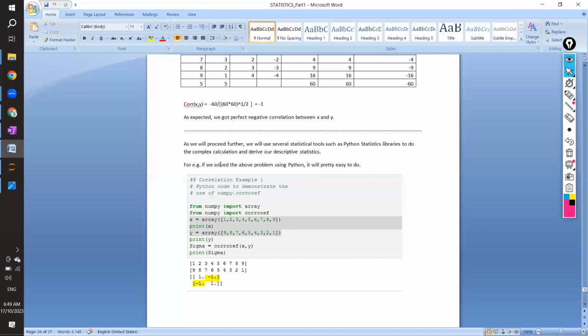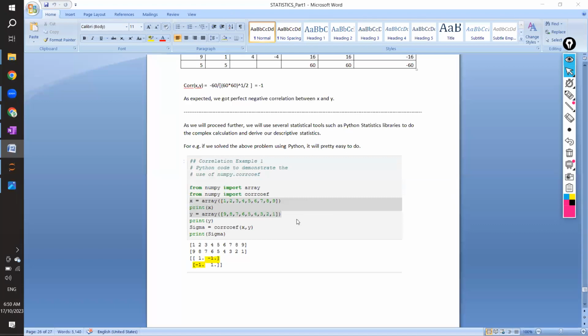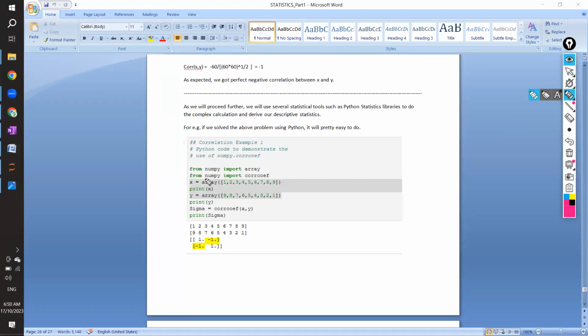And there is an added advantage of NumPy, which I'll be mentioning. In NumPy, you just need to import corrcoef, the correlation coefficient, and pass X and Y to it. Now the output is this. Observe here. What does this output mean? It is saying 1, -1, -1, 1.